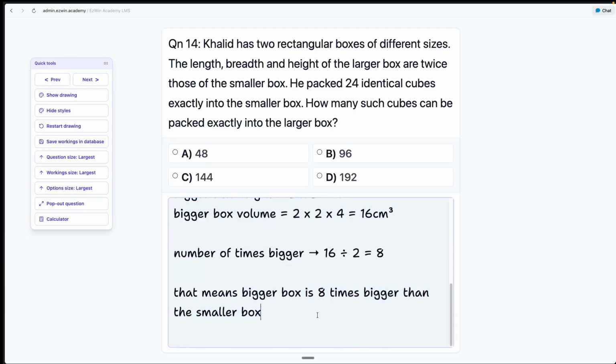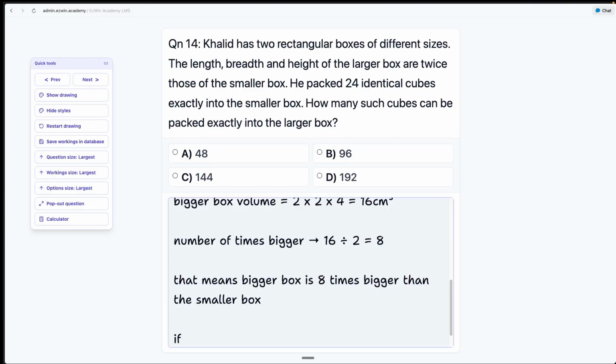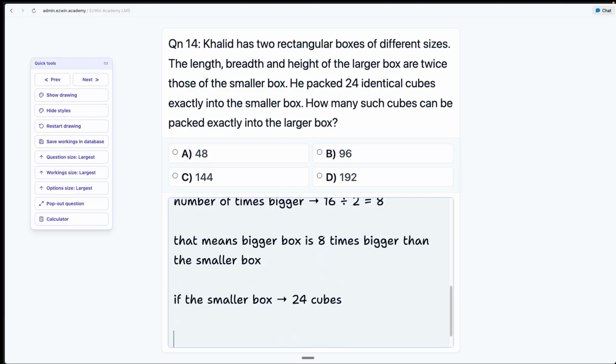So since we know this, if the smaller box can contain 24 cubes, that means the bigger box will be 8 times. So 24 times 8. So if you just times 2, you probably got it wrong. So usually the last question is always the hardest question.